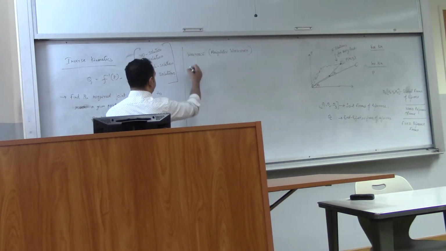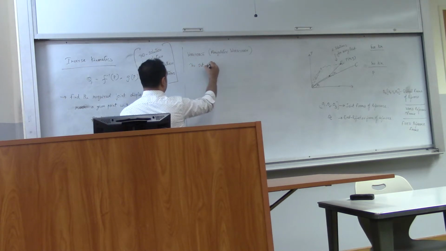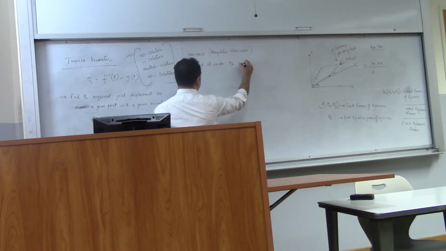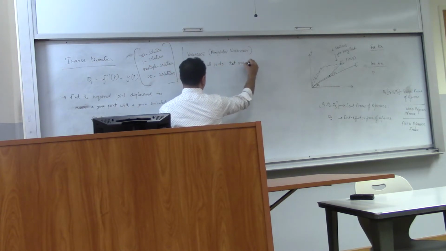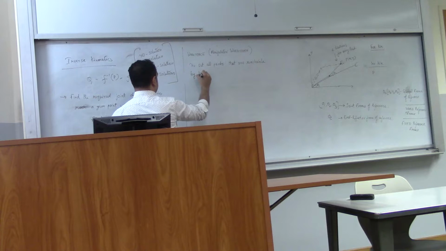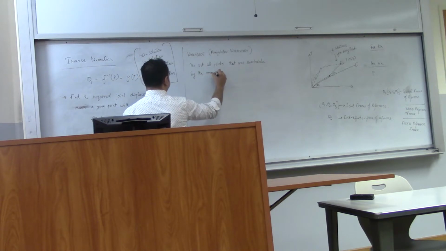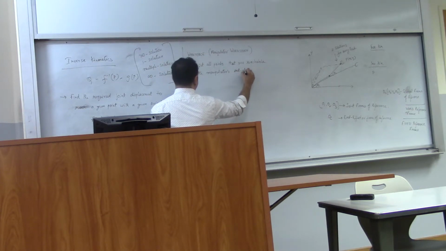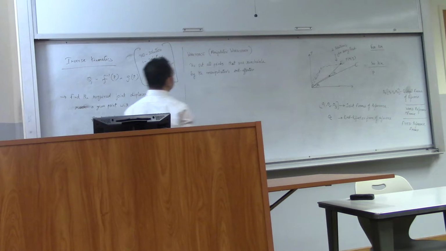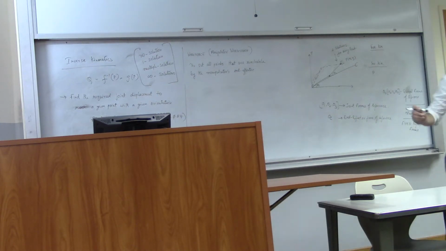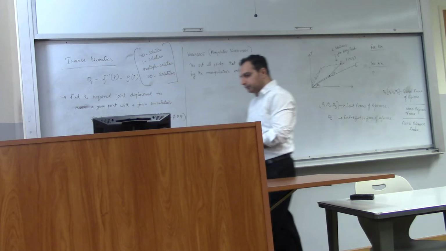Workspace is the set of all points that are reachable by the manipulator's end effector. So it's a collection of points that can be reached by the end effector of a manipulator. So you can get to that point in some fashion or the other.